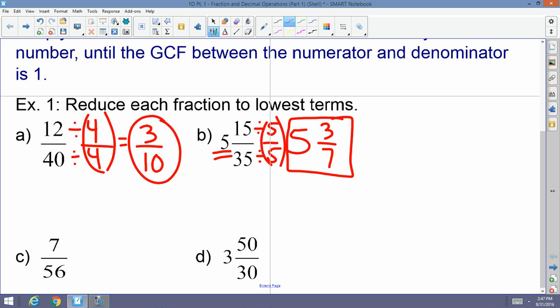7/56. Well, I know that 7 goes into both 7 and 56. So if I divide both the numerator and denominator by 7, my reduced fraction will be 1/8.